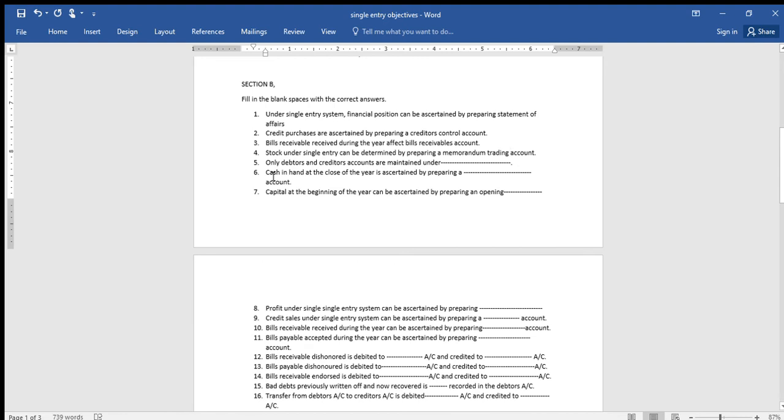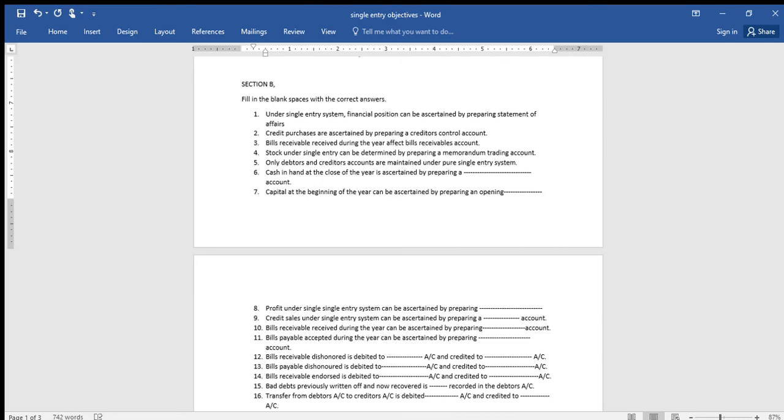Then question 5, only debtors and creditors accounts are maintained under pure single entry system.